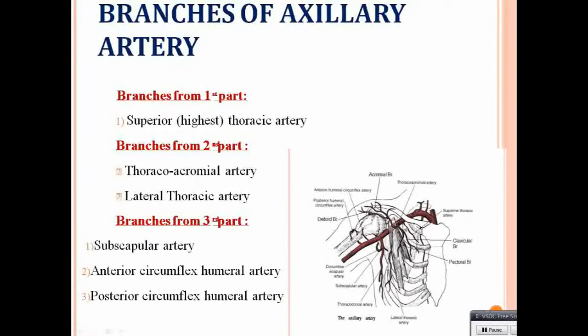So the first part gives the superior thoracic artery. The second part gives rise to the thoracoacromial artery and the lateral thoracic artery. The third part gives rise to the subscapular artery, the anterior circumflex humeral artery, and the posterior circumflex humeral artery. The anterior and posterior circumflex humeral arteries wind around the upper end of the humerus.